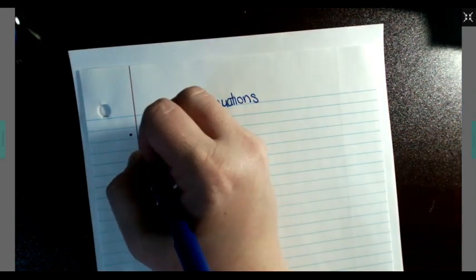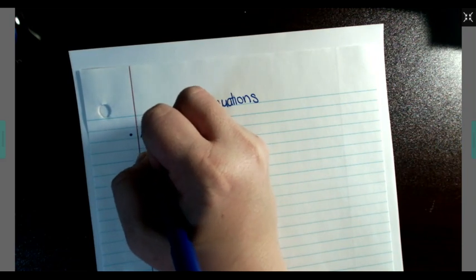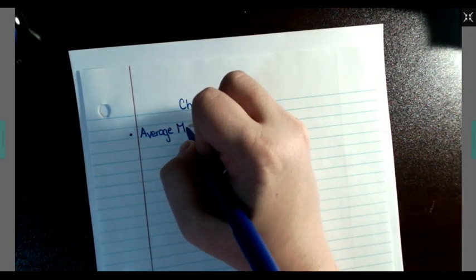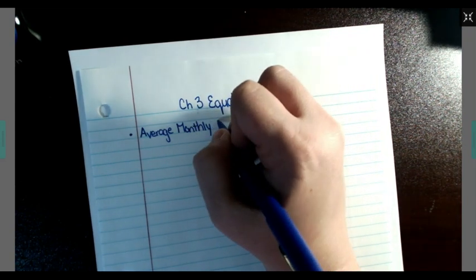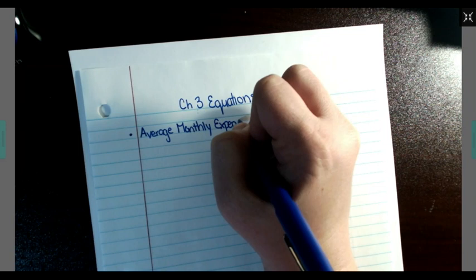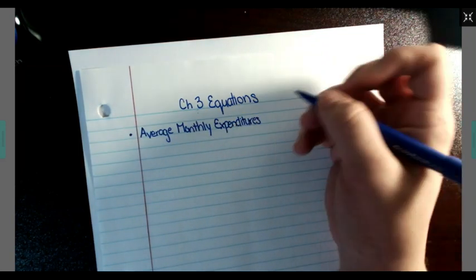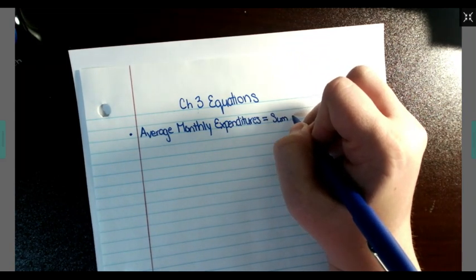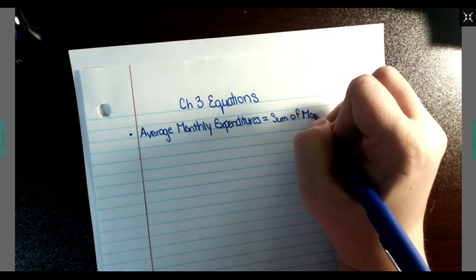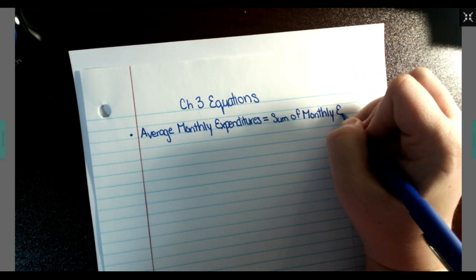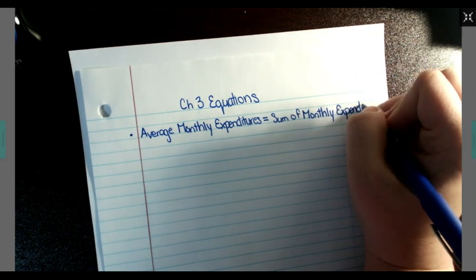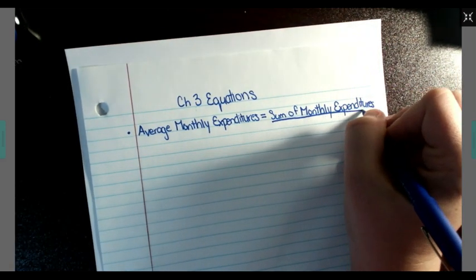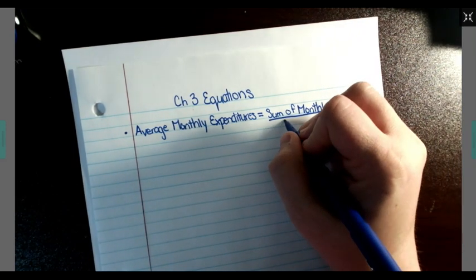Our first equation for today, and actually our only equation for today, is going to be average monthly expenditures, and this is going to be equal to the sum of monthly expenditures, and that is going to be divided by the number of months.